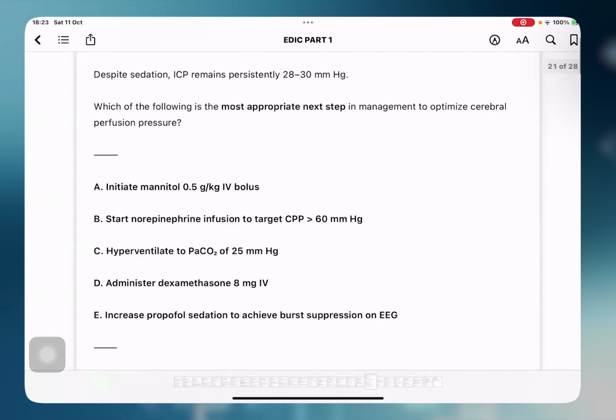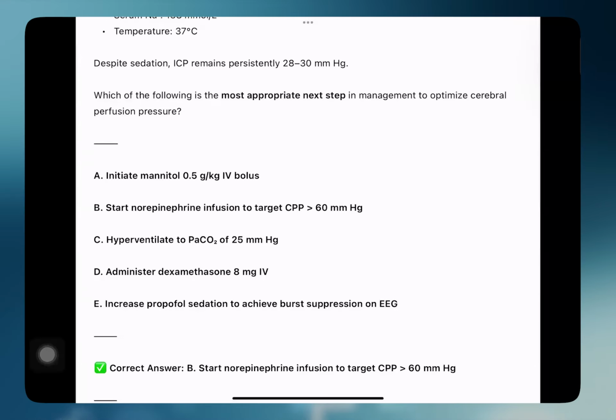Number one, starting mannitol. Number two, starting norepinephrine to target a CPP of more than 60. Number three, hyperventilating the patient with a PaCO2 of 25. Administering IV dexamethasone or increased propofol sedation to achieve burst suppression. So here it will be to maintain a blood pressure.